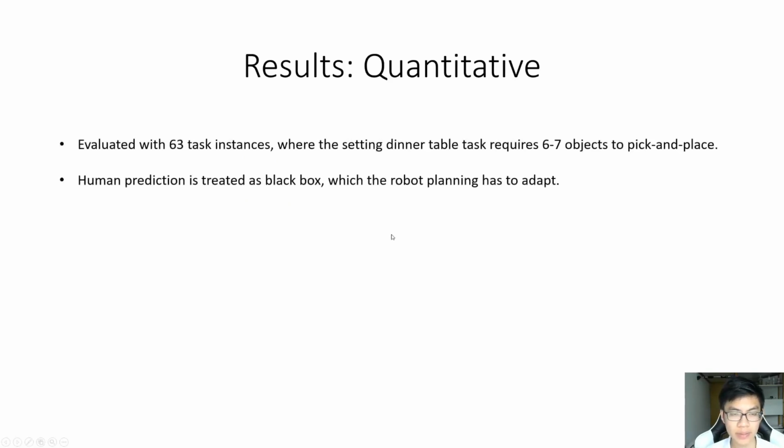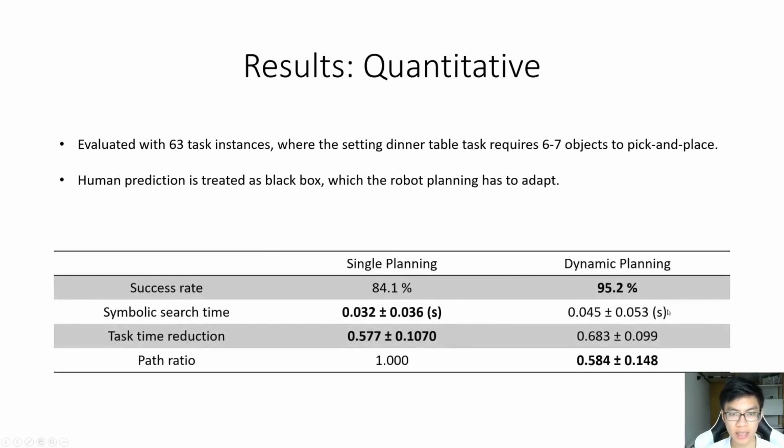So we evaluate our experiment with 63 task instances, and as you can see, the dynamic blending has a much higher success rate in completing the task and reduces the path length to almost half of the single blending.